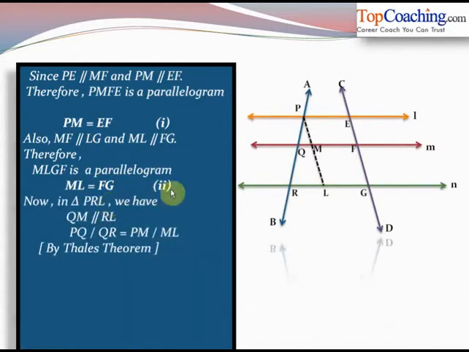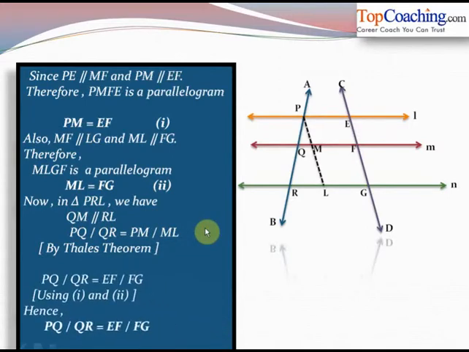Now if we consider the triangle PRL, here we have QM parallel to RL as M and N are parallel to each other. And so we can write the Thales theorem over here to get PQ by QR equal to PM by ML. So the Thales theorem gives us PQ by QR equal to PM by ML. Also we know that PM is equal to EF and ML is equal to FG. So we can write this as PQ by QR equal to EF by FG. This is by using equation 1 and equation 2.